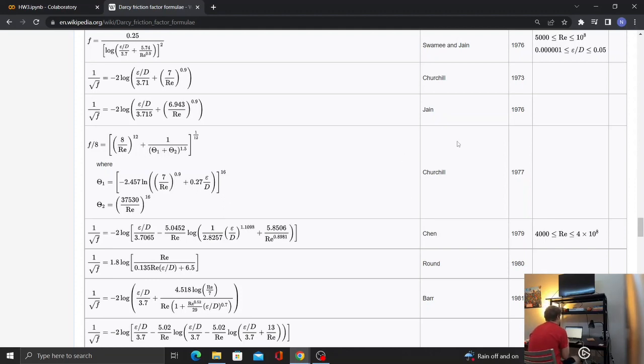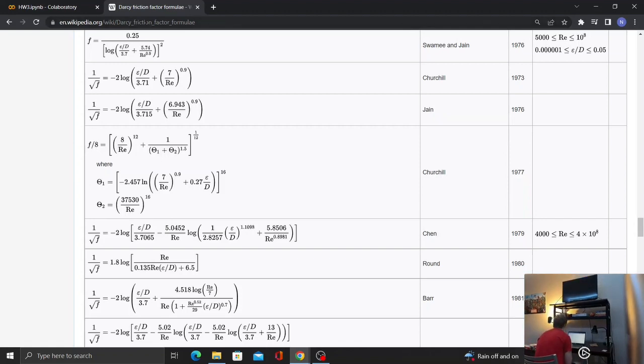Many people have made equations relating Reynolds number and surface roughness to the friction factor. And right here is some of those equations, and the one that we will be using for our Python code will be the Churchill equation right here. But as you can see, it is divided by 8, but this is actually for the Darcy friction factor, and we will be using the fanning friction factor. So we are going to end up multiplying this all by 2 to account for it being our fanning friction factor, which is actually 4 times the Darcy friction factor.